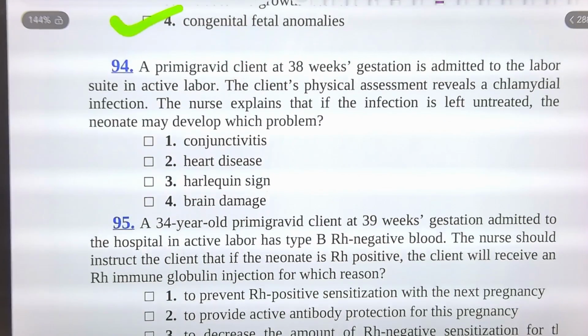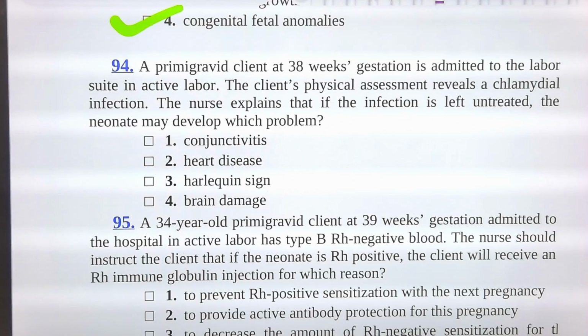Now next question. A primary gravid client at 38 weeks of gestation is admitted to the labor suite in active labor. The client's physical assessment reveals a chlamydial infection. The nurse explained that if the infection is left untreated, the neonate may develop which problem? क्या प्रॉब्लम हो सकती है? Read all the options. What will be the right answer? Conjunctivitis will be the right option.